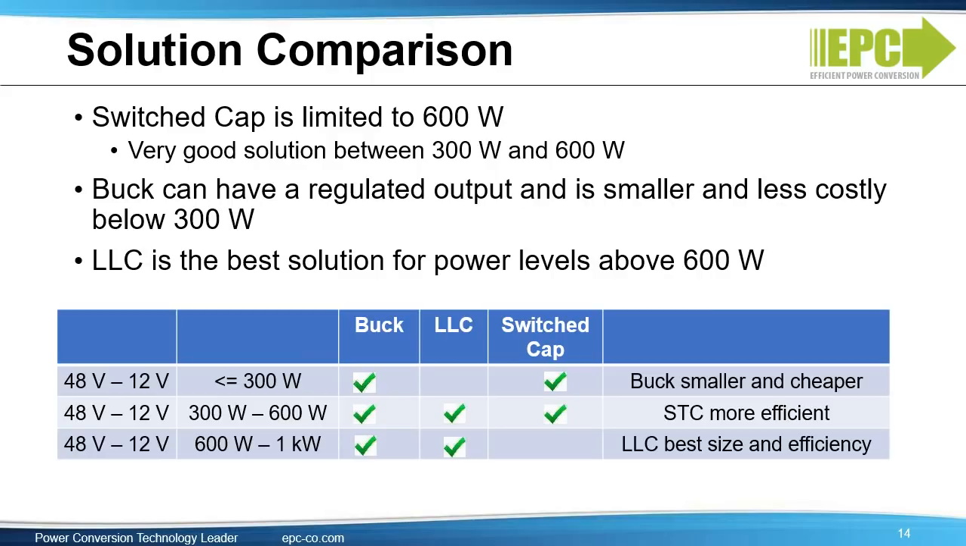To sum it up, switch capacitors are limited to 600 watts, and it's a very good solution between 300 and 600 watts with an efficiency higher than 98%. Buck converters can have a regulated output and are smaller and cheaper below 300 watts. They could do more than 600 watts, but efficiency would be lower than an LLC, and inductor size and thermal management is more challenging. The LLC is the best solution for higher power, that is greater than 600 watts, and offers an efficiency around 98%.